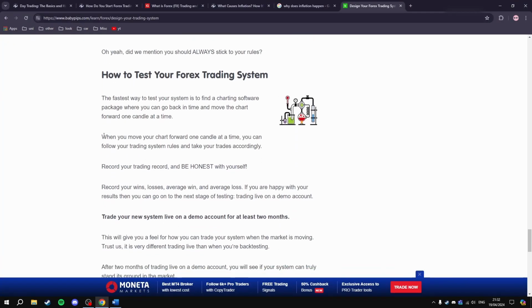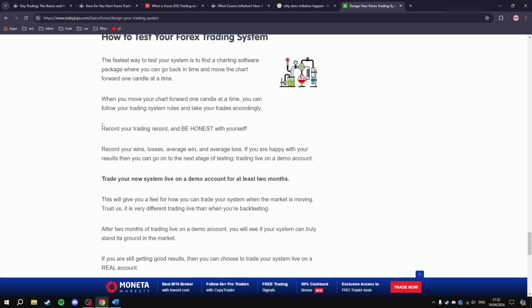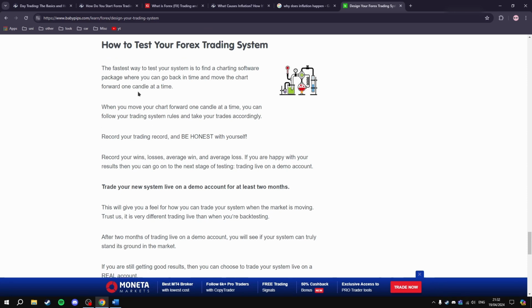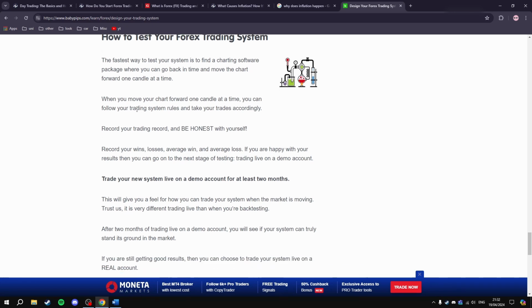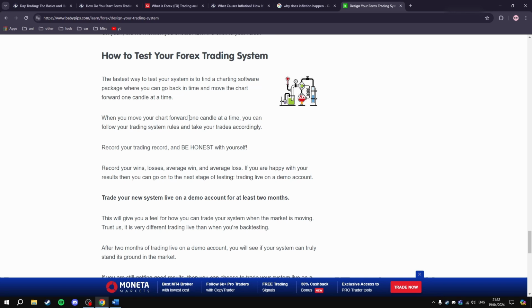How to test your Forex trading system. The fastest way to test your system is to find a charting software package where you can go back in time and move the chart forward one candle at a time. When you move your chart forward one candle at a time, you can follow your trading system rules and take your trades accordingly.